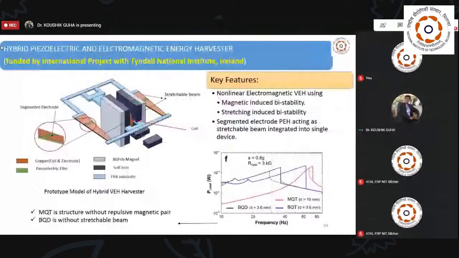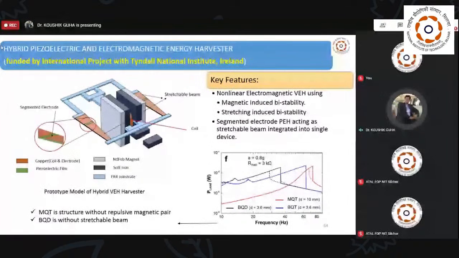So recently, we have tied up with an international project with Tyndall, and we are working toward this. We are aiming to develop a good hybrid piezoelectric and electromagnetic energy harvester. Here we are making use of both. Piezoelectric is very good for MEMS technology. Piezoelectric is very good for high power density, high power generation.